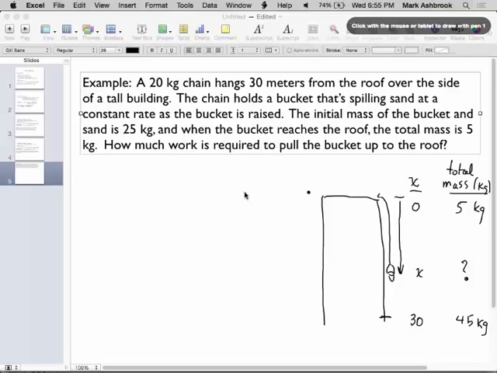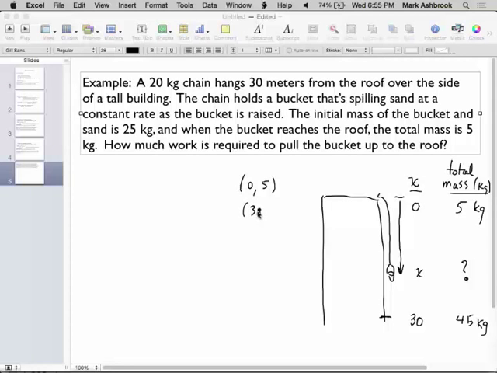Okay, so one thing that might be helpful is you could write ordered pairs. And what kind of relationship do we have between x and the total mass? Linear, right? So we know that the chain will lose its weight linearly, and it said that the sand is pouring out at a constant rate.